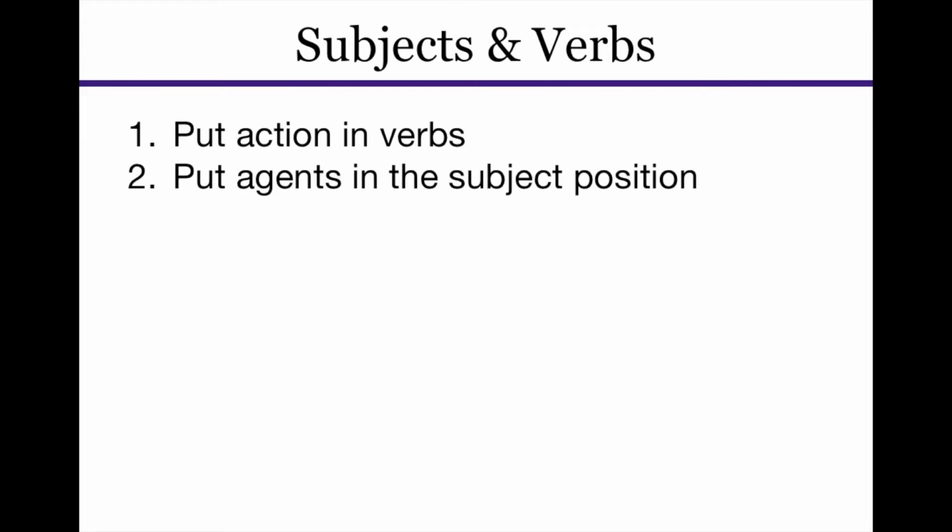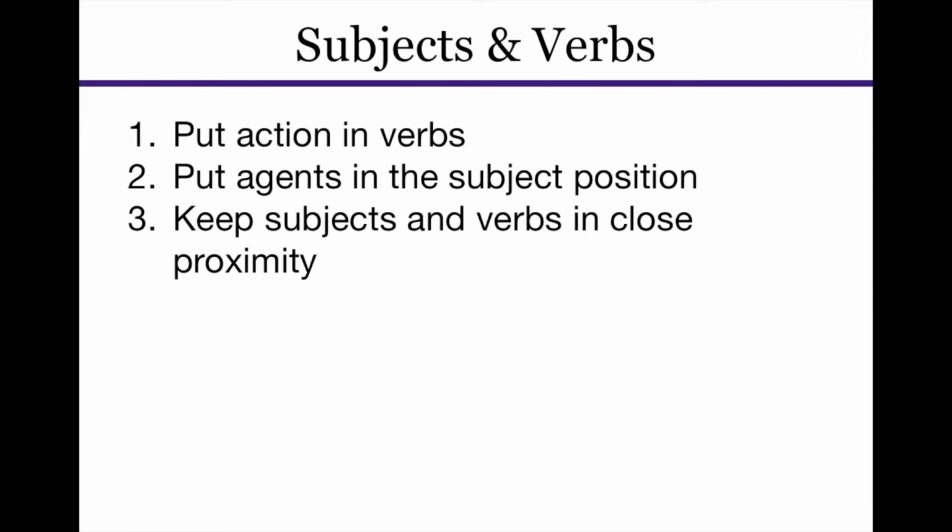This brings us to the next principle. Put agents or doers in the subject position. This means, wherever possible, write in the active voice. The exception to this is when the result is more important than what was done or to whom it was done. Certainly, in scientific writing, passive voice is permissible. However, it should only be used when needed. As a matter of fact, many major scientific journals encourage potential authors to use the active voice whenever possible.